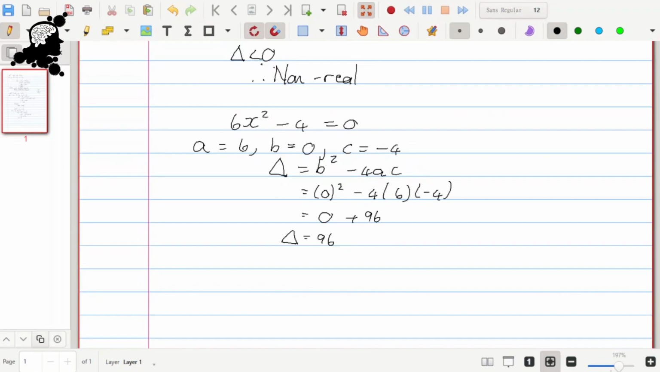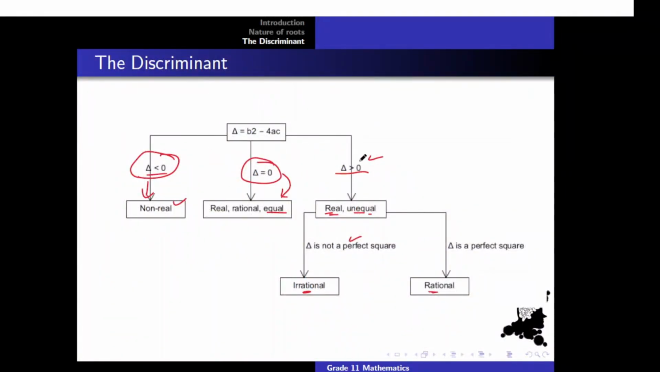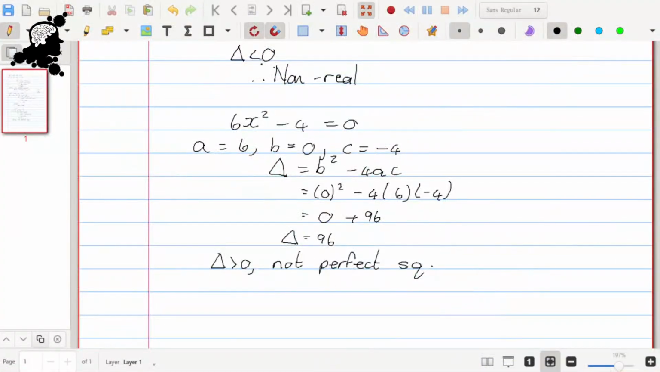Now notice that delta is positive. Delta is not a perfect square because 96 is not a perfect square. So since it's not a perfect square, when we go back to our diagram, we can see that if delta is greater than 0, which is what we have here, the roots are supposed to be real and unequal, but since it's not a perfect square, we have irrational roots. So coming back to our writing, we're going to say that the roots are real because delta is positive, irrational because delta is not a perfect square, and unequal because delta is not equal to 0.